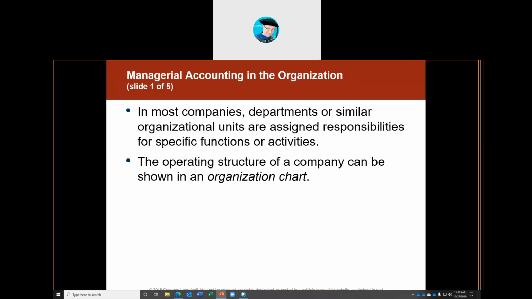Now, the thing to understand about managerial accounting is you need to know how the organization is structured. And you can take a look at this by looking at the organizational chart. I'm sure you probably learned about this in your Introduction to Business course already. For those of you who are still in it, I'm sure you're learning about it now.